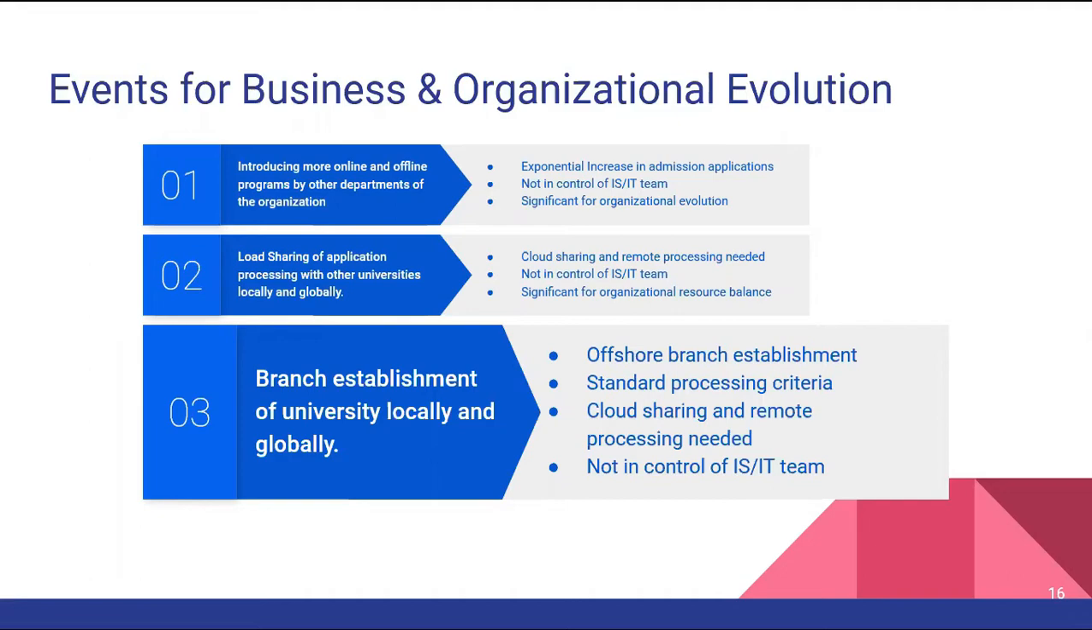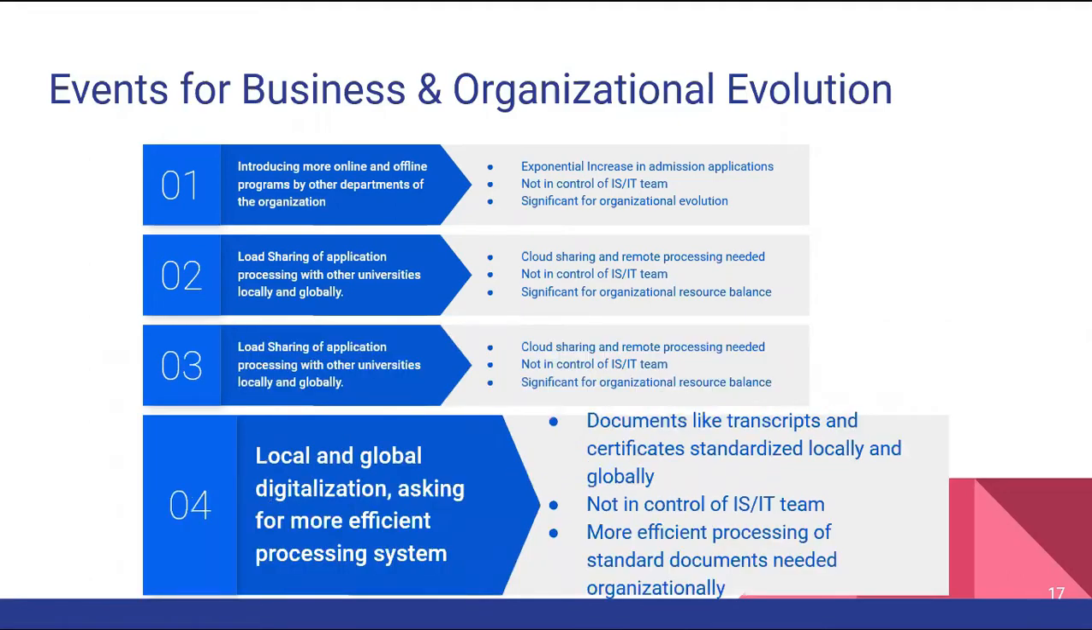It is noteworthy that this evolutionary scenario for the organization will not be in control of the Infotech team. And lastly, our last scenario describes a local and global digitalization of the industry standards, which could be a process started from the outside of the organization itself or from other departments within the organization. An evolutionary process such as this will not be in control of the Infotech team, but will impact them greatly. An example of such a process would be the introduction of standardized forms of transcripts and certificates on a local and global scale. In this case, a more efficient processing of these standardized documents will be needed.